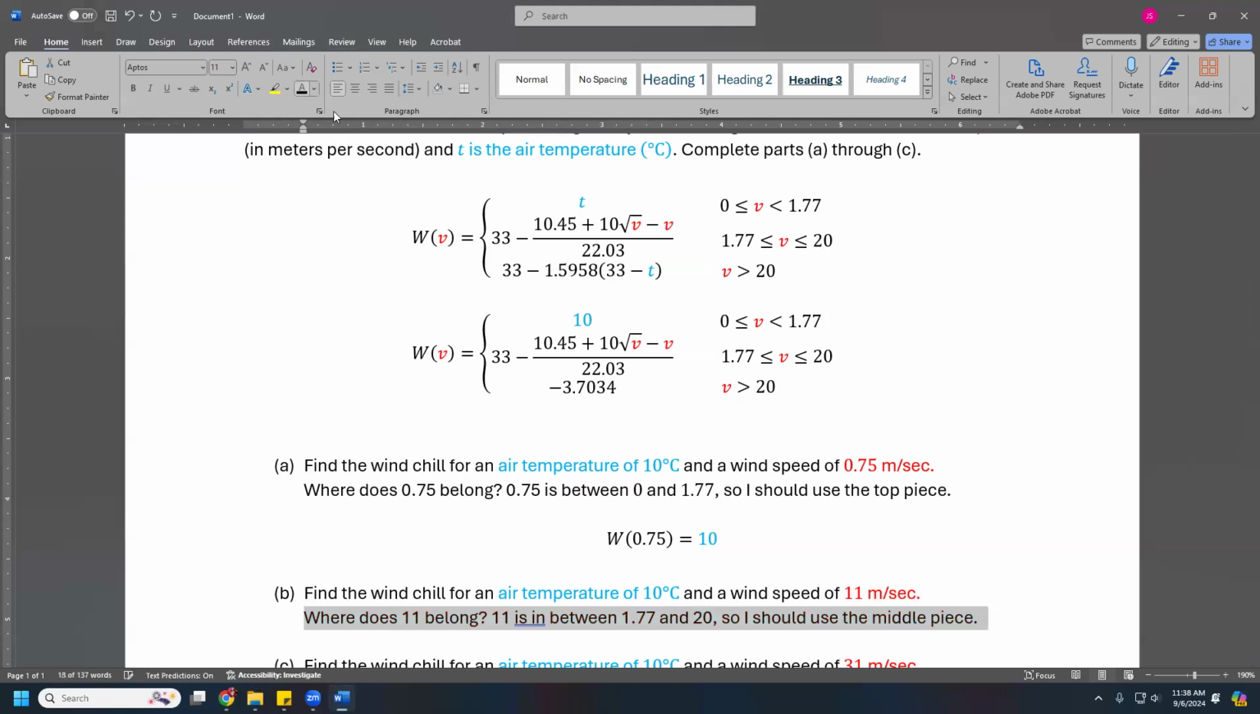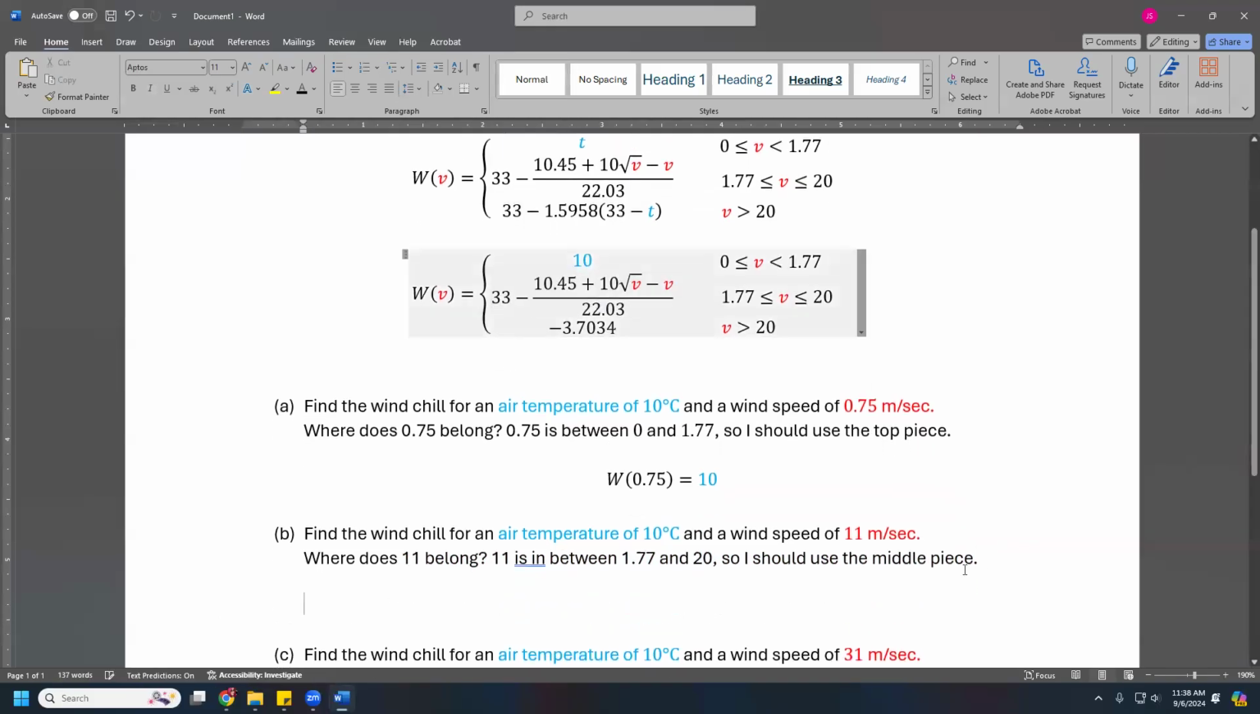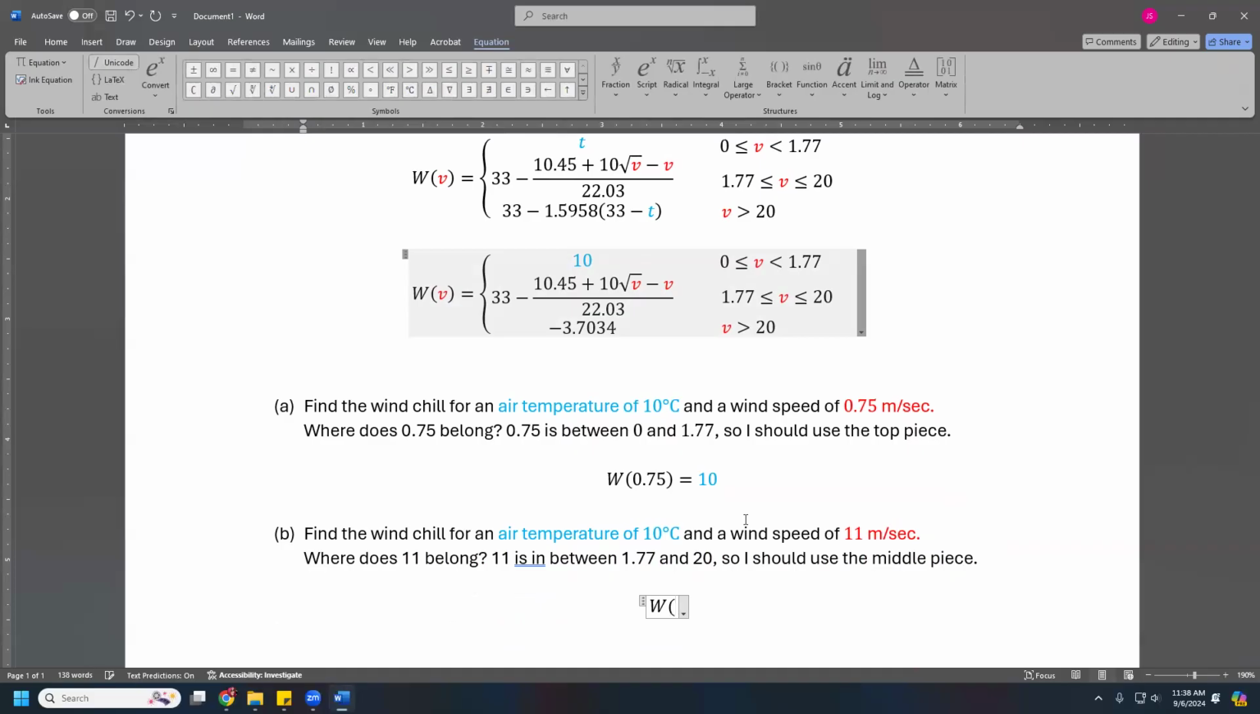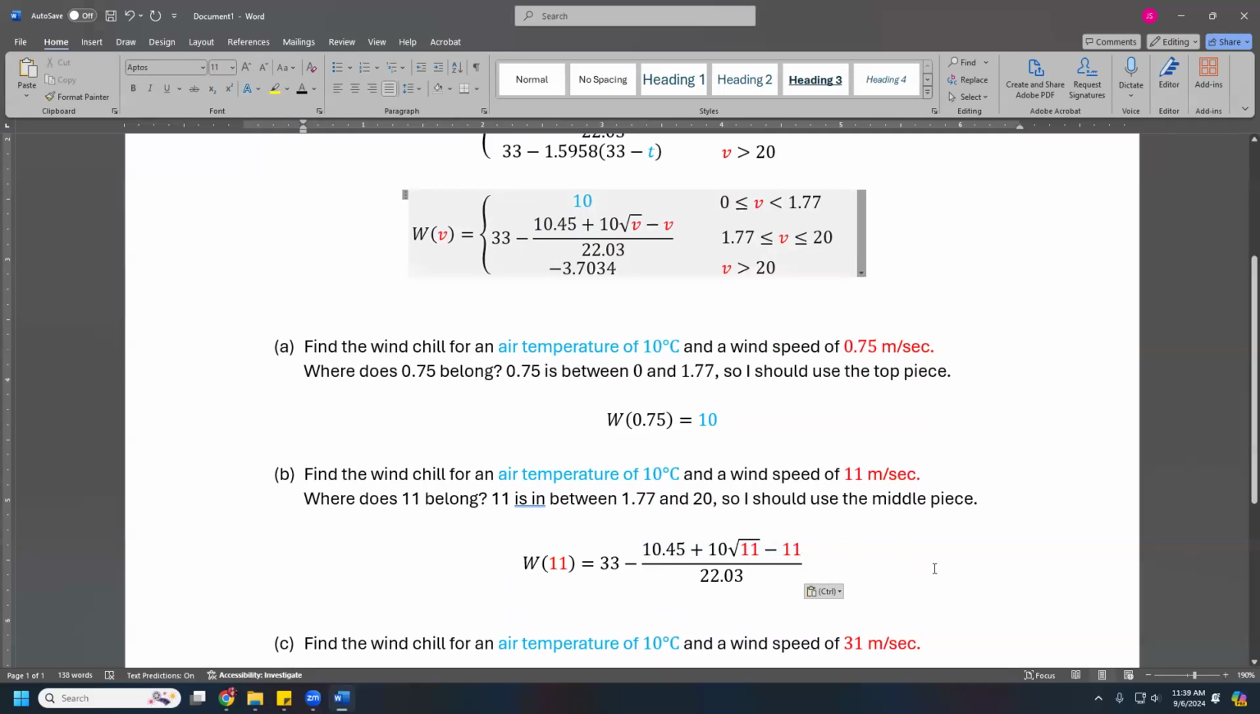All right, so this one's the spooky one, but that's okay. We'll get through it. All right, so my W, I'm going to plug in 11 for V. So everywhere I see a V, I need to instead replace it by 11. So this is going to be an 11 here. This is going to be an 11 here. And this looks absolutely hideous, but that's all right.